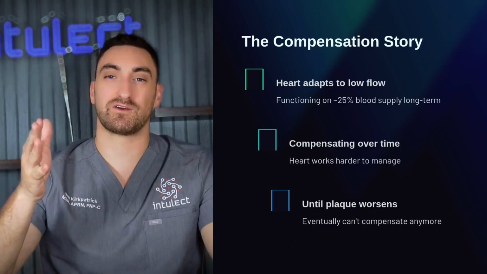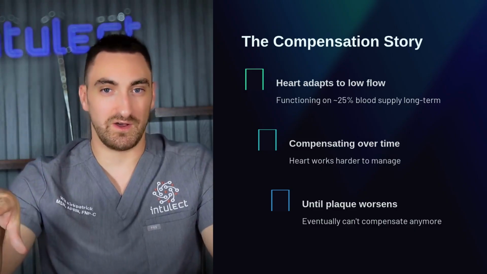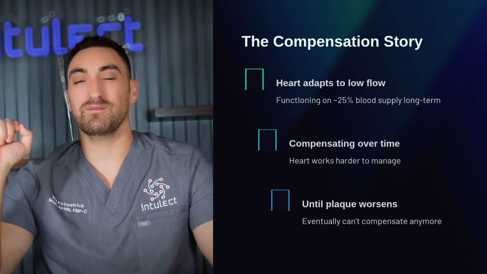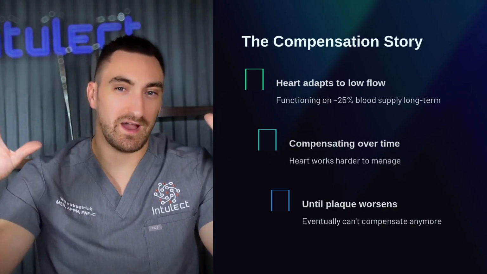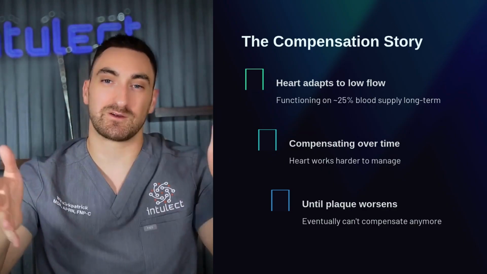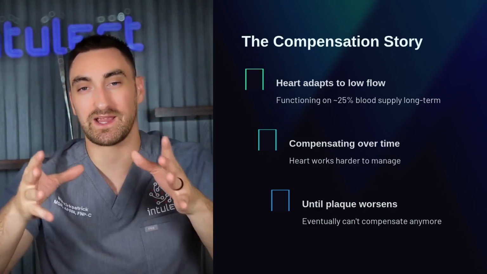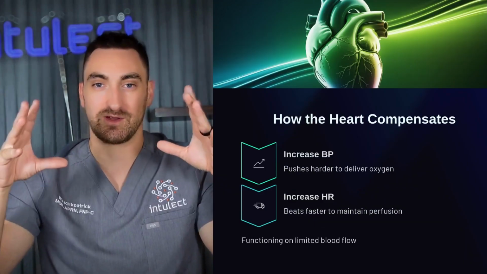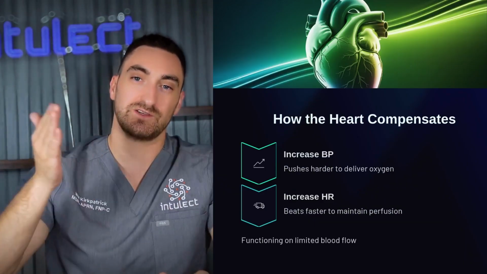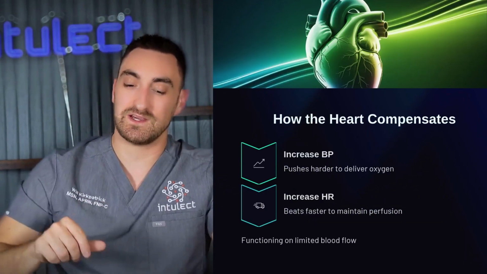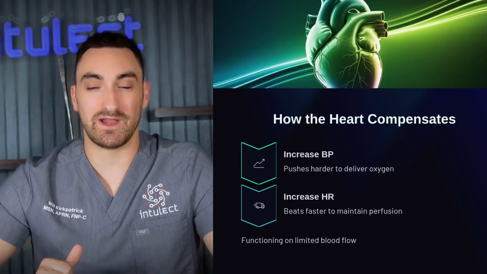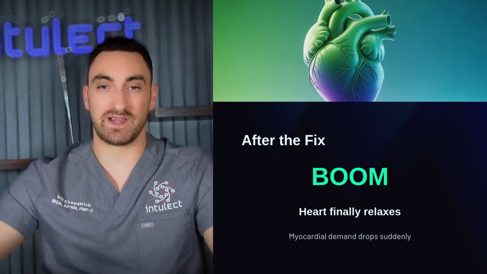So if you've had your heart that's been working on maybe about 25% of blood flow for a long period of time, it's been fine, it's been compensating, right? But at a certain point, it can't compensate anymore when the plaque gets so big and blocks a lot of the blood flow. So over time, your heart's compensating. Yes, I can still function on 25% of the blood flow going to me, but I'm going to have to increase my blood pressure or increase my heart rate.